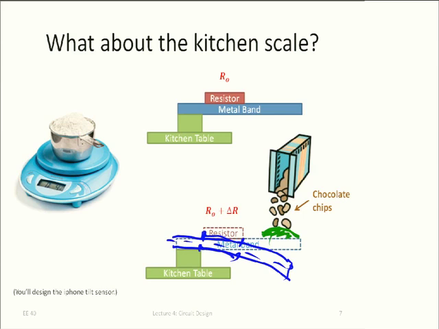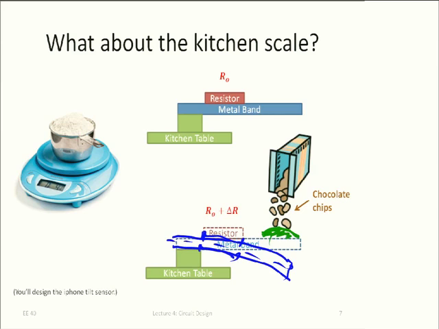So anyways, the strain resistor, which is on top, gets longer, and therefore its resistance is going to go up. And out of that resistance change, we should be able to figure out how many chocolate chips we put there. Okay, so now the fun really starts.